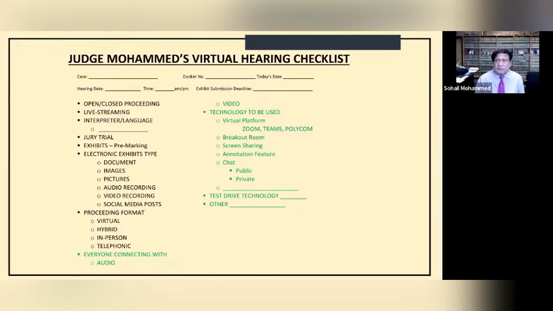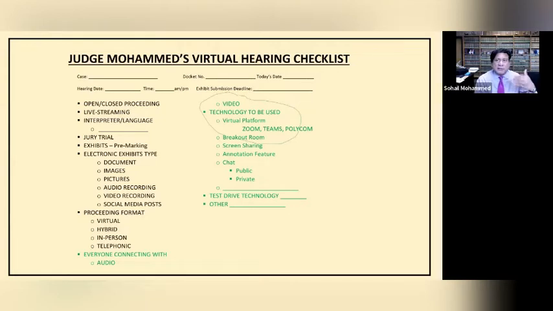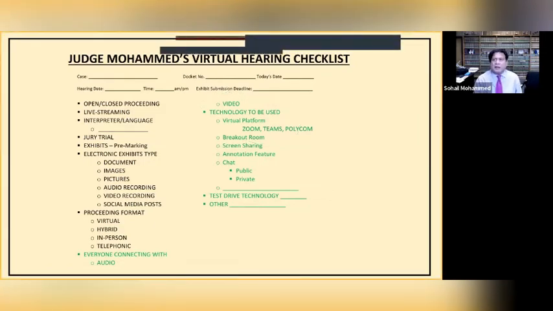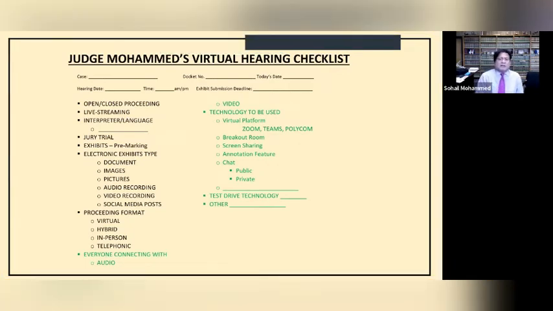Annotation feature: for instance, let's say I want to annotate this particular thing. I can just simply do this, right? I can circle this one. Now, that is the annotation portion, which is available right on the screen, right? Let me just clear that up. I don't want this one. Undo. Okay. Now let me stop the annotation portion. Then the chat function: whether it's going to be a public chat versus a private chat.